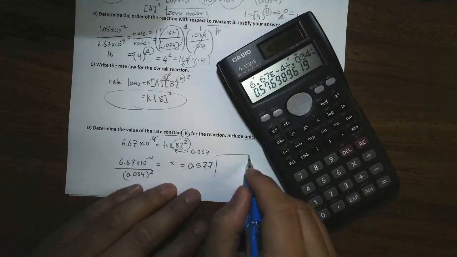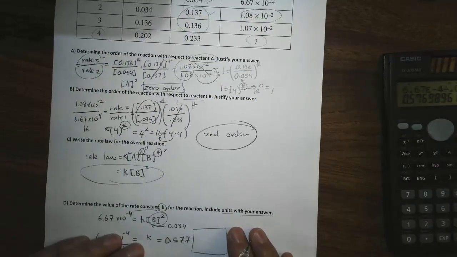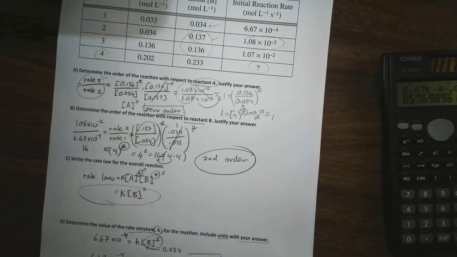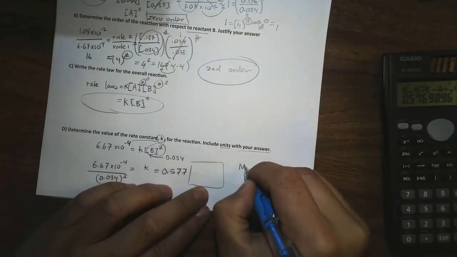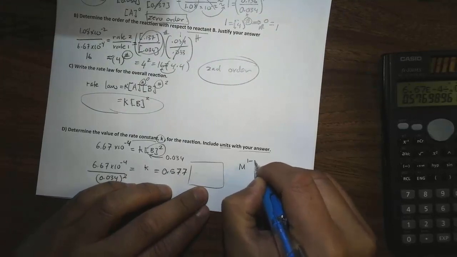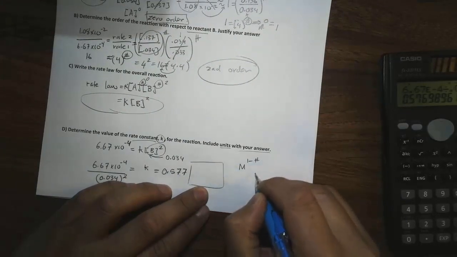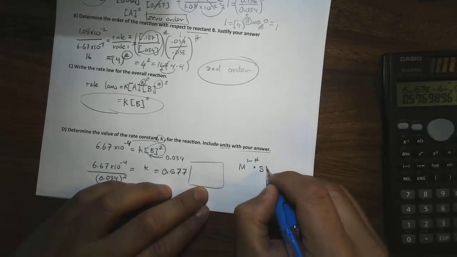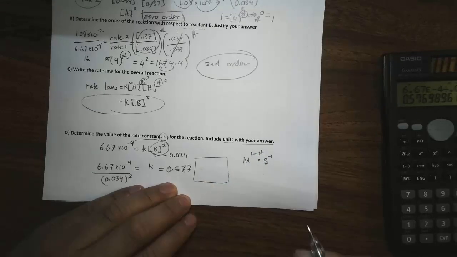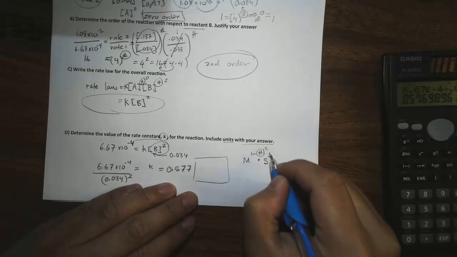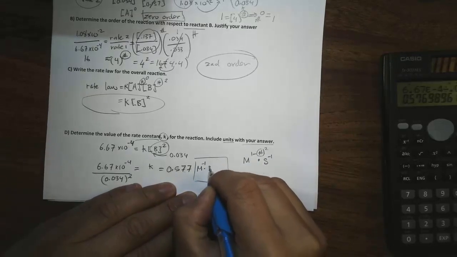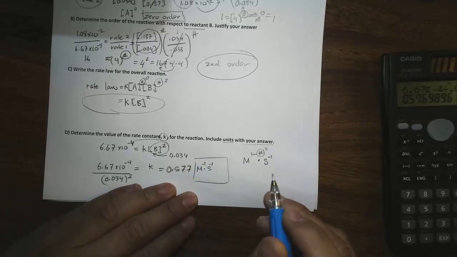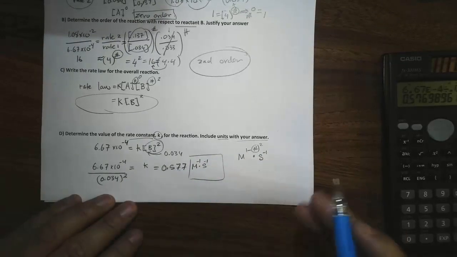And what is the unit going to be? Remember, we're talking about the rules for finding a unit, where it's M to the power of 1 minus the order, times s to the power of negative 1. So in this case, the order is 2, so M must be what? M to the negative 1 and time in s to the negative 1. And that would be the unit for your k. Isn't that easy?